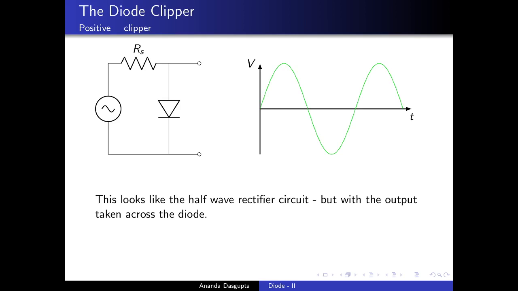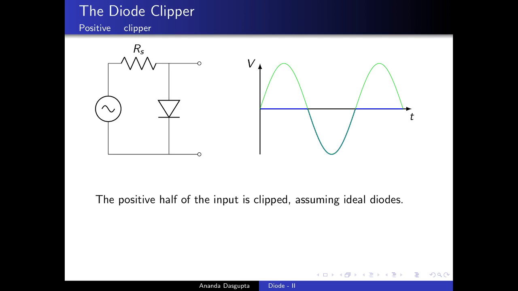Well, assuming that the diode is ideal, in the positive half of the cycle, the diode will be forward biased and will have no voltage drop across it. So the output voltage will be exactly zero. In the negative half of the cycle, on the other hand, the diode will behave like a switch which is off. No current will flow in the circuit. No drop will occur across the resistance. So the entire input voltage, whatever it is, will be dropped across the diode.